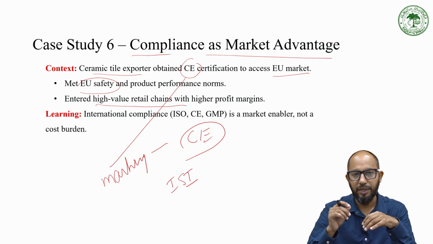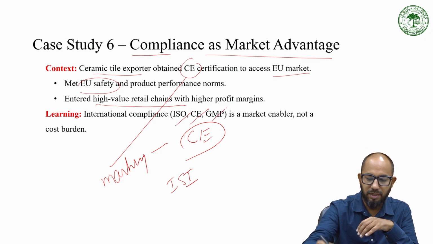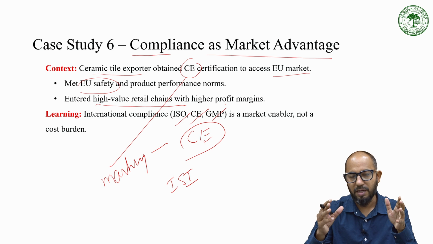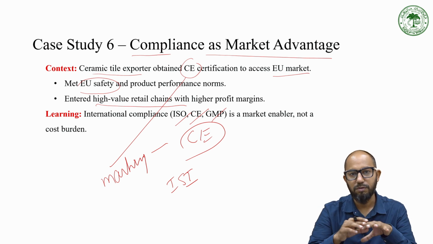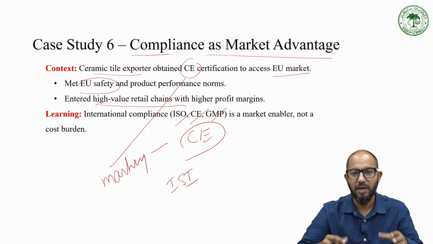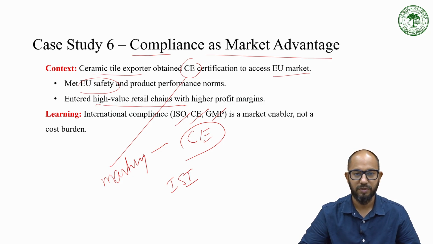That all the international compliances such as ISO, CE, GMP are marks which are used on the packaging and the labeling, and this is not a cost burden because it gives advantages of entering new and high valued markets.